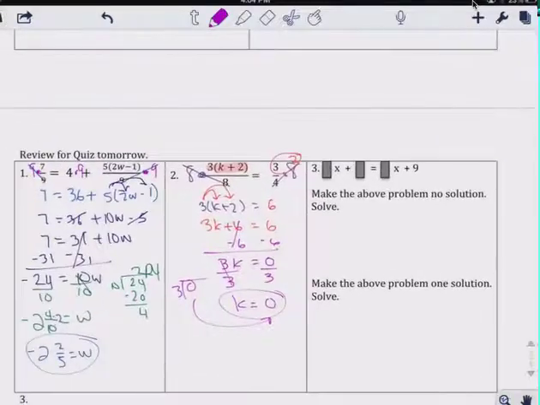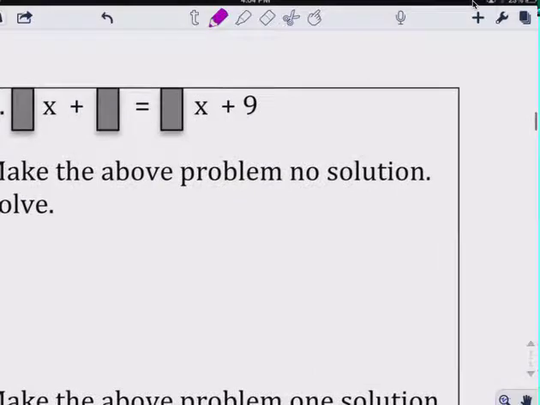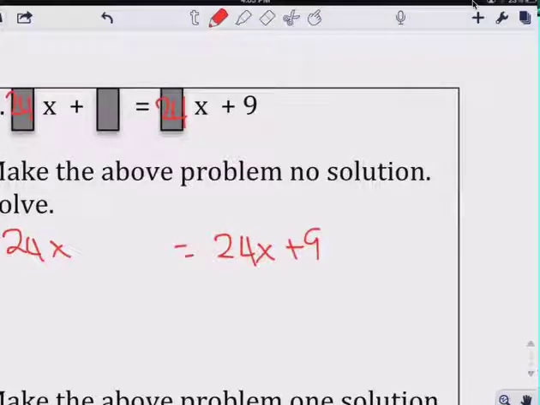Okay, let's look at number 3. Solve the above problem, make it no solution. Remember, no solution, the variable has to be the same. So if you put 24 for x, this x right here has to be 24. So 24x. On the other side, it has to be 24x plus the 9. Now, what makes it no solution is this has to be different than this 9 right here. So I can make that anything I want. I can make that 150.